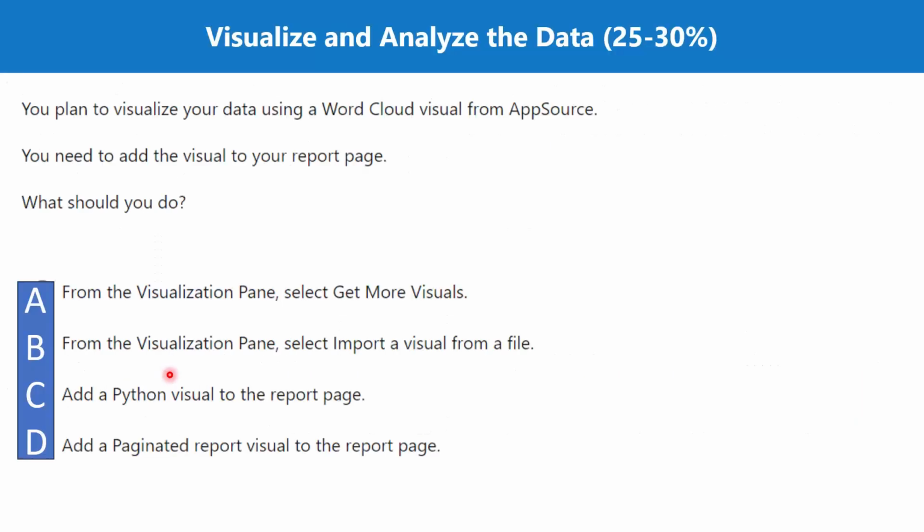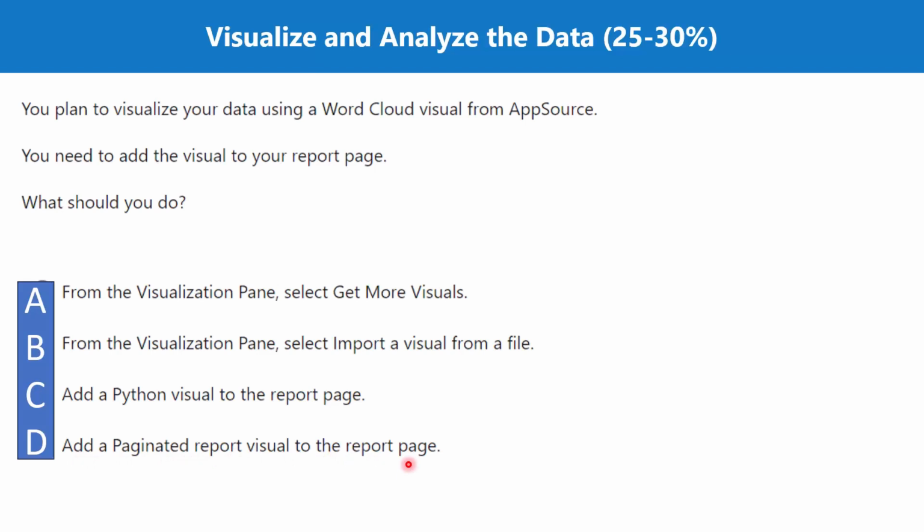Question 16. You plan to visualize your data using a word cloud visual from AppSource. You need to add the visual to your report page. What should you do? So we have these four options. From the visualization pane, select get more visuals. From the visualization pane, select import a visual from a file. Add a Python visual to the report page. Add a paginated report visual to the report page.